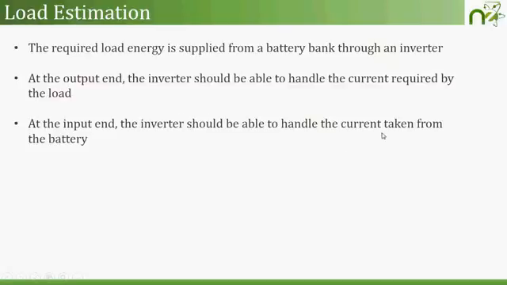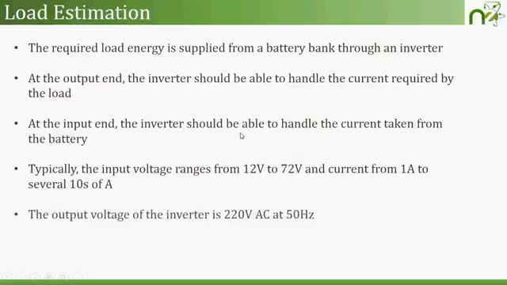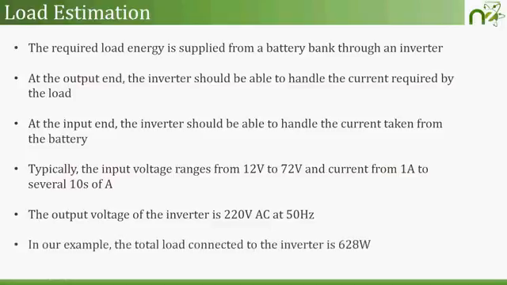Hence the inverter should be able to handle the current taken from the battery. Normally the input voltage ranges from 12 volts to 72 volts and the currents from 1 ampere to several tens of amperes. The output voltage of the inverter would be 220 volt AC at 50 Hz, which is normally the same rating used by your appliances. In our example, the total load connected to the inverter is 628 watt. How was it calculated? From the rating of the devices and the number of devices. If you sum them all, it would be 620 watt here.